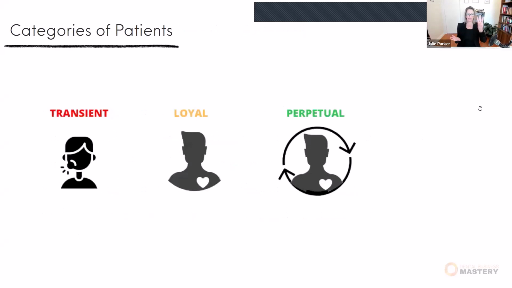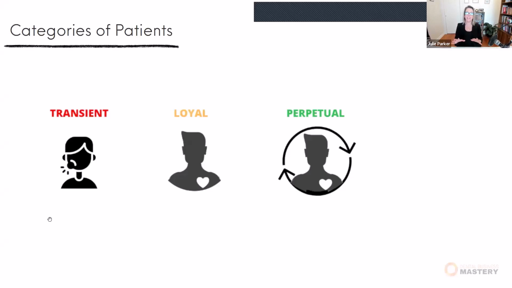So those three categories of patients that we've identified, and every practice out there has these three categories of patients: the transient, the loyal, and the perpetual.